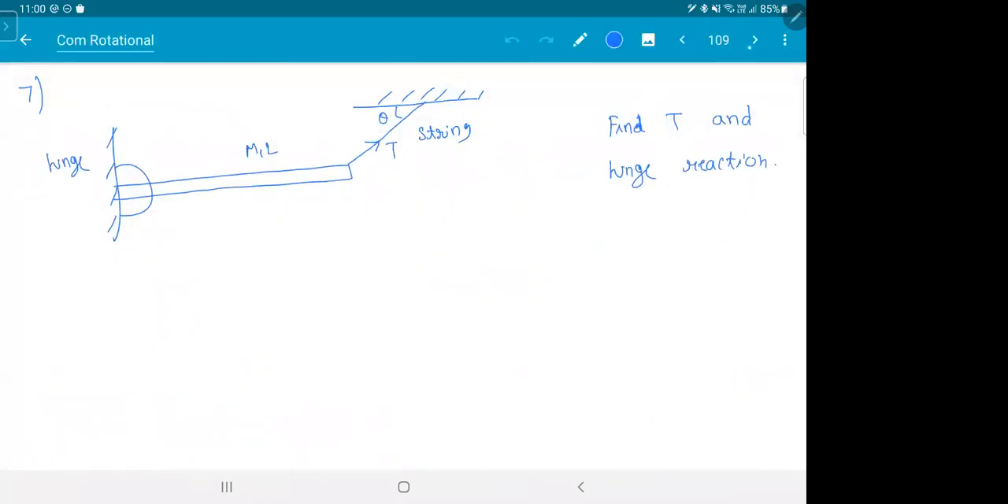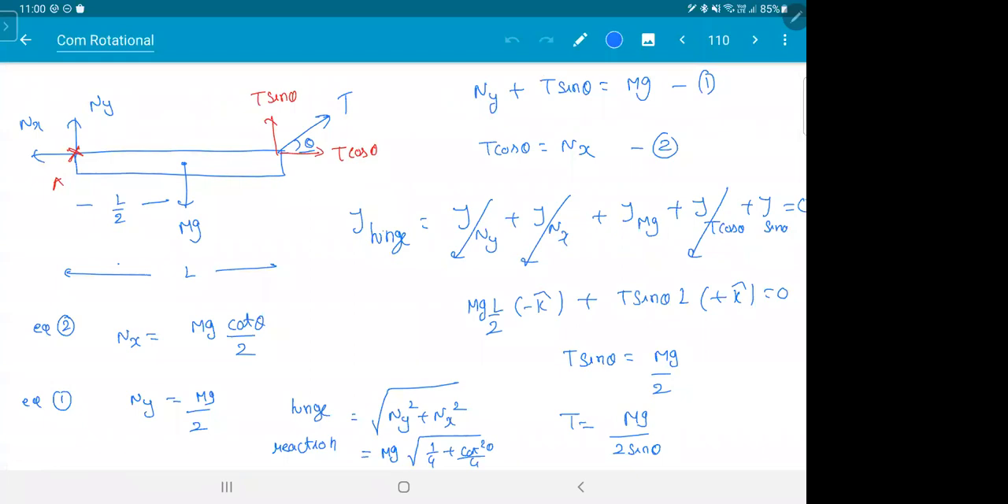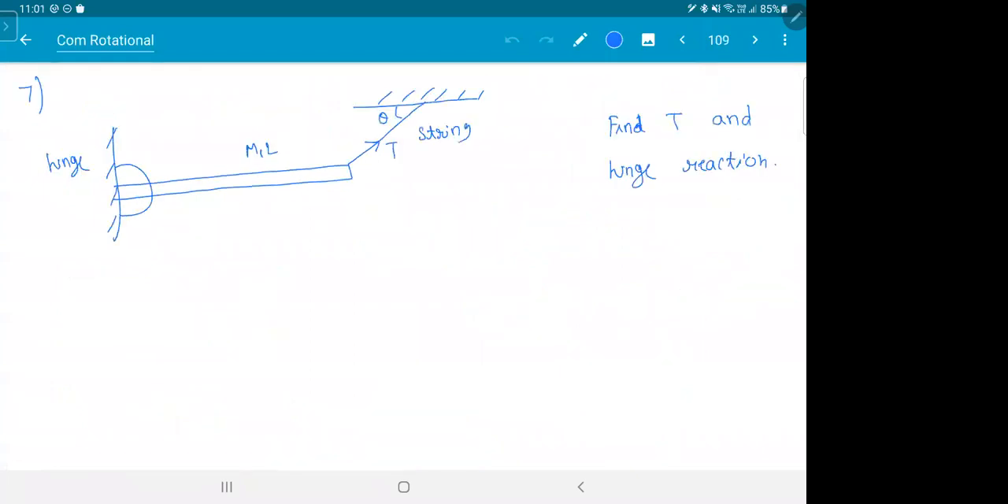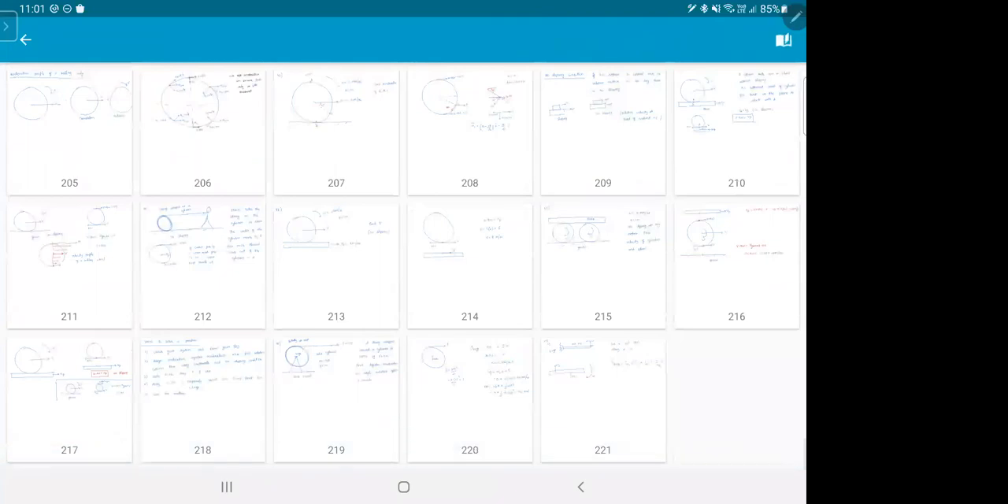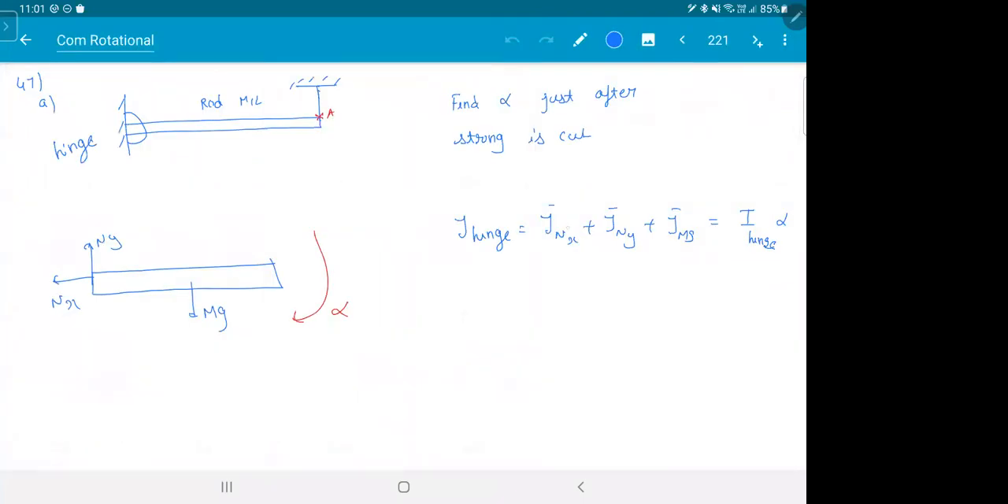Remember this question, the 7th one? Remember what this question was in equilibrium? We used to write what? Torque is equal to 0, because it was in equilibrium. Make sense? Now it is not in equilibrium, so we have to write I alpha. Basically equilibrium means alpha is 0. This is 0, this is 0 because it is passing through the hinge.